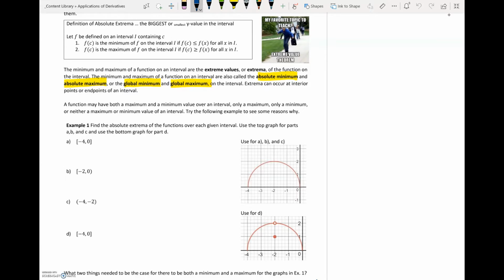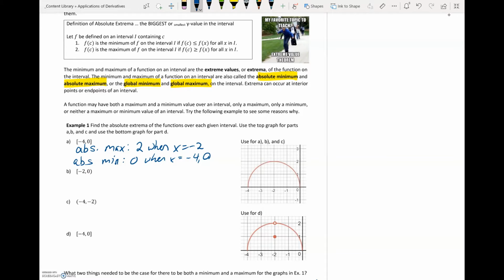The smallest y value will occur at 0 at x equals -4 and 0. It's okay if you have two absolute maxes if they are the same y value, or two absolute mins if they are at the same y value. So your absolute max occurs at 2 when x is equal to -2, and then your absolute min is at 0. And this is when x is equal to -4 and 0.